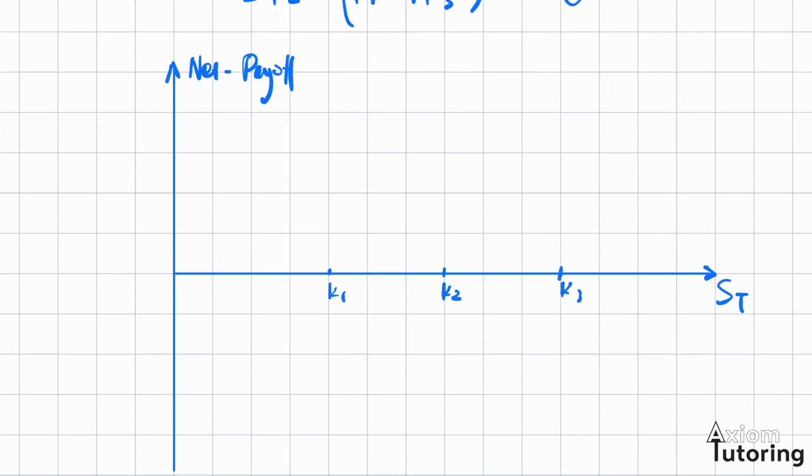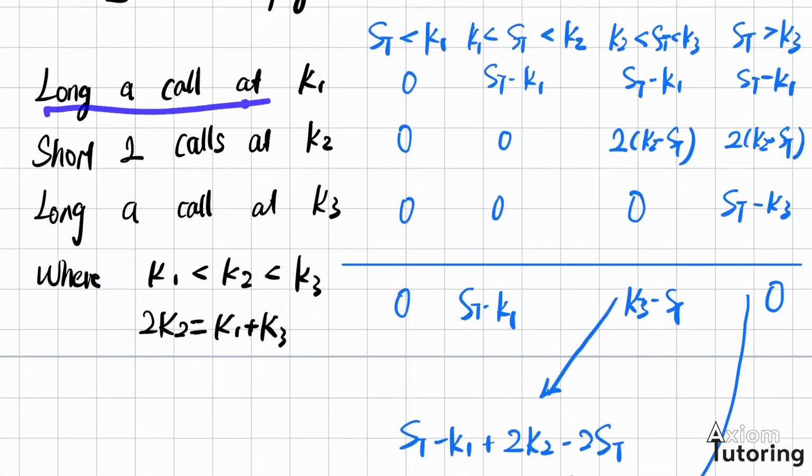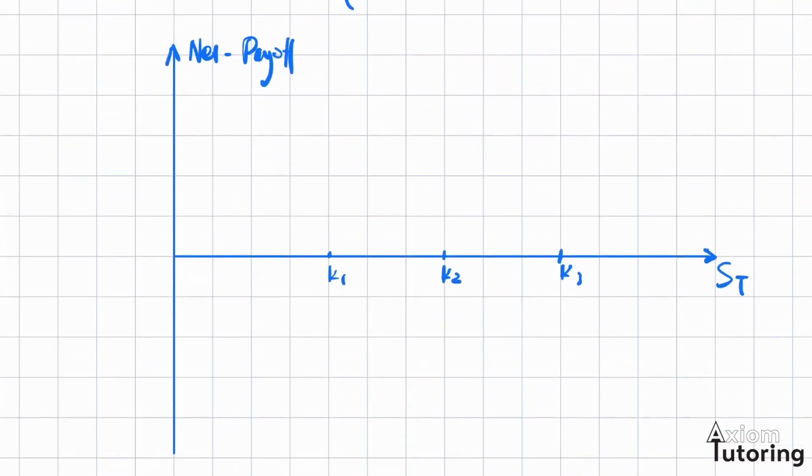Okay, so for our first operation here, we bought a call option at K1, so let's just draw the net payoff for the first one. We'll use probably a different color. Well, we'll still use this color, but here that's going to be the first payoff.